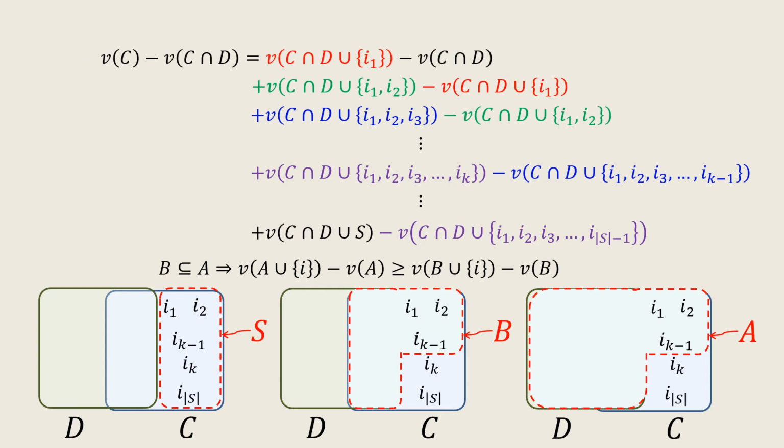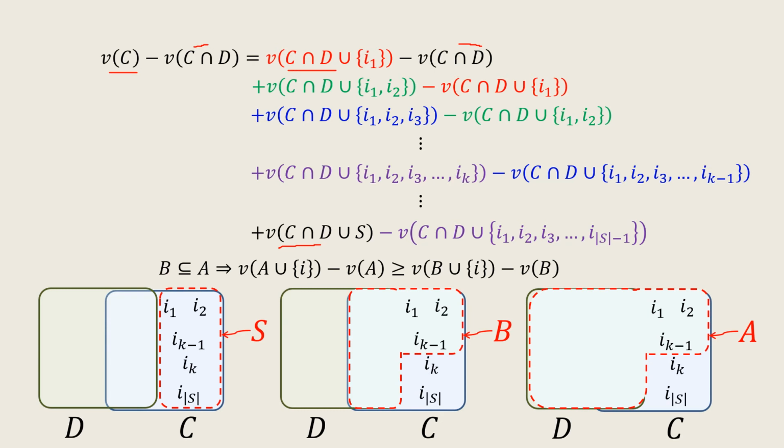Now I write this expression V(C) minus V(C intersection D) on the left hand side, and on the right hand side what I have is all these terms, but you can see that I have negative V(C intersection D) here, and instead of V(C) I have this V(C intersection D union S). But look at all the other terms.